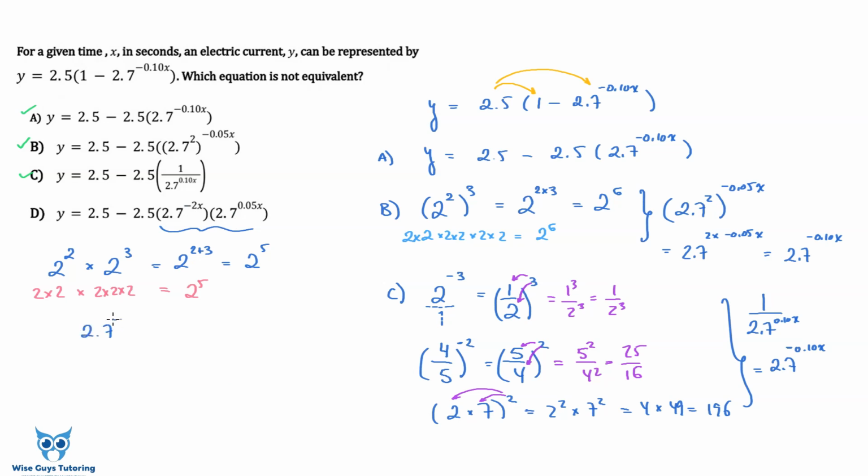While we're at it, let's go back to our own example. So this was 2.7 to the minus 2x times 2.7 to the 0.05x. And if you're multiplying with the same base, you wouldn't have multiplied the exponents. You would have added them up. So this is 2.7 to the minus 1.95x, which is not what we had originally, meaning D is wrong.